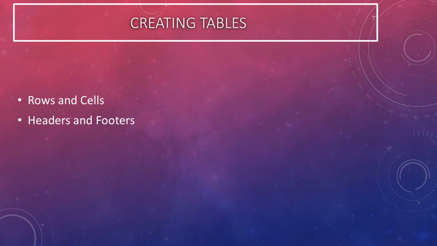Now you do realize that some informations can also be best conveyed when we organize those informations into tables. So we'll learn how we'll be creating table rows, cells, and then how we can also section the tables into headers and then footers.